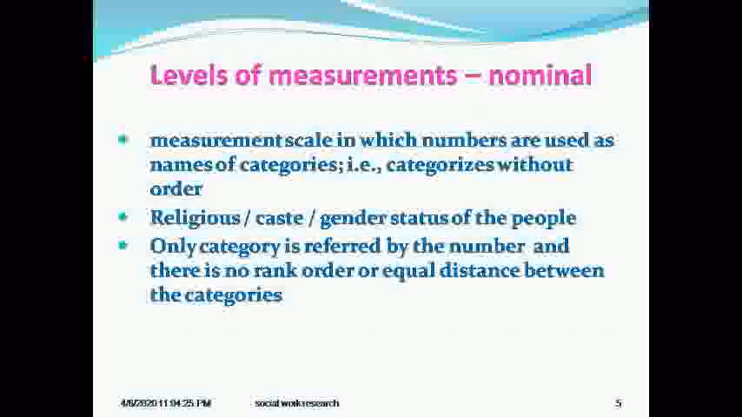What is the nominal level of measurement? It is a measurement scale in which numbers are used as names of categories, categorizing without making any order. For example, religion, caste, and gender of people are nominal scales. Only categories are referred to by the number, and there is no rank order or equal distance between the categories.